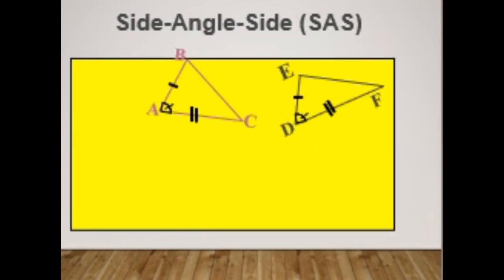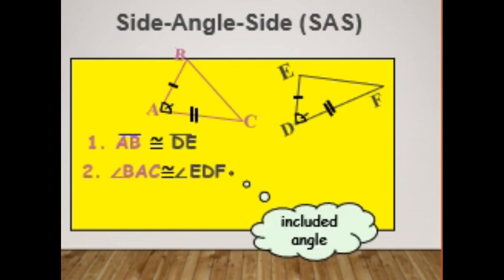Now let's discuss the side-angle-side or SAS postulate. I have here two triangles, triangle ABC and DEF. First, let's name one corresponding side. We have side AB is congruent to side DE. Next, the angle. Angle BAC is congruent to angle EDF, or this is what we call the included angle. When we say included angle, this is the angle formed by two given sides.